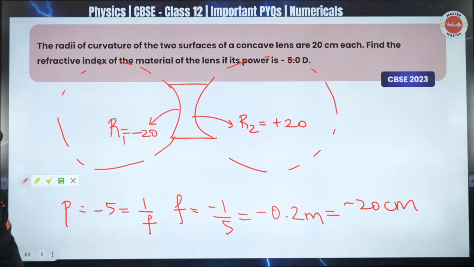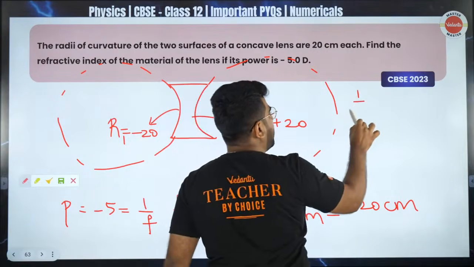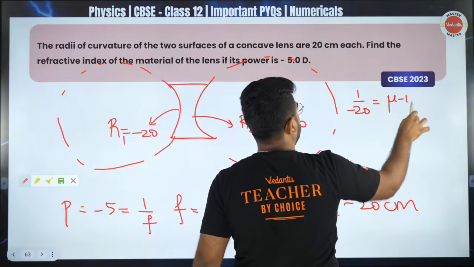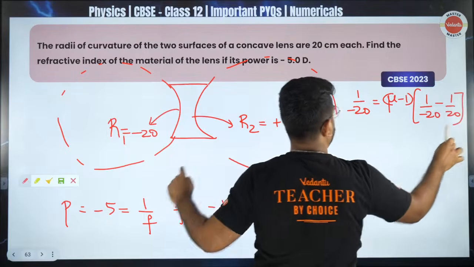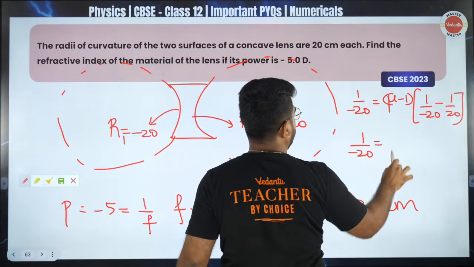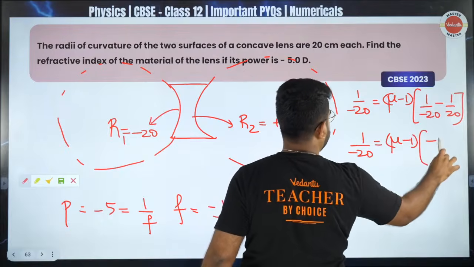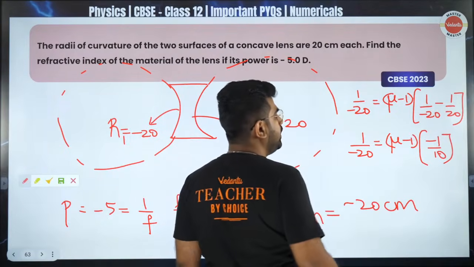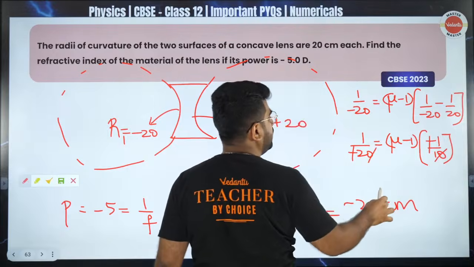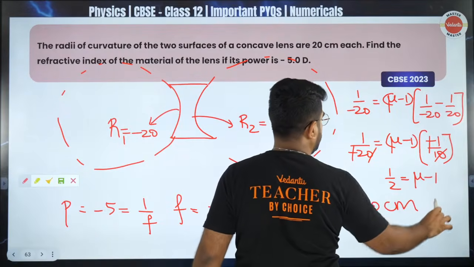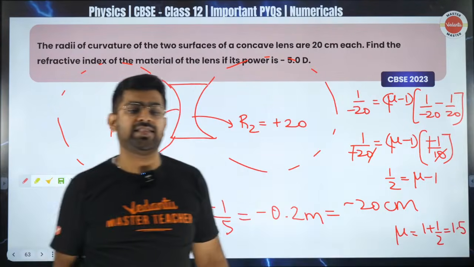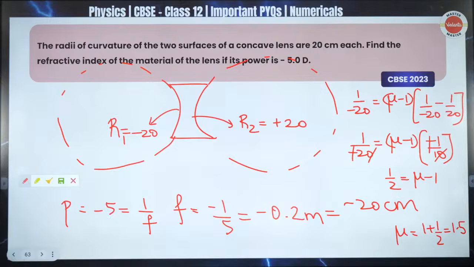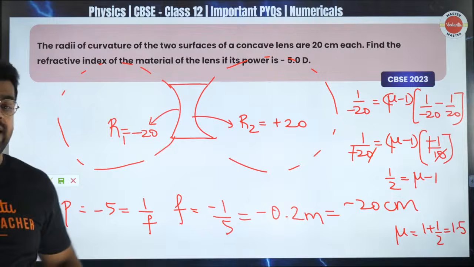So what is the focal length formula? 1 by f is equal to mu minus 1 into 1 by R1 minus 1 by R2. So 1 by minus 20 is mu minus 1 into minus 1 by 10. Correct? So minus minus cancel, 10 cancel. So 1 by 2 is equal to mu minus 1. So mu is equal to 1 plus 1 by 2, which is 1.5. So 1.5 is the answer. Super. 1 plus half is 1.5. That's the answer. It's a very nice question.